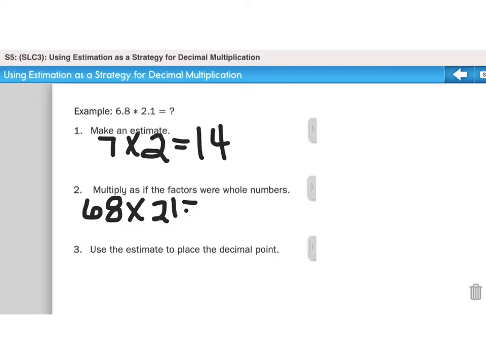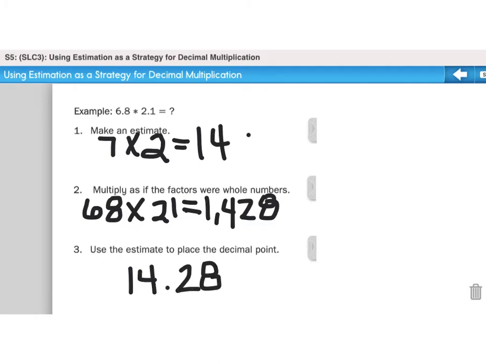When I do that, my answer is 1,428. Now I'm going to use my estimate to put the decimal point in the right place. So my estimate up here was 14, which means that it makes sense to place the decimal point between the 4 and the 2. So my actual answer would be 14.28. You could even double check yourself with a calculator if you'd like, and you'd find that 6.8 times 2.1 is 14.28.